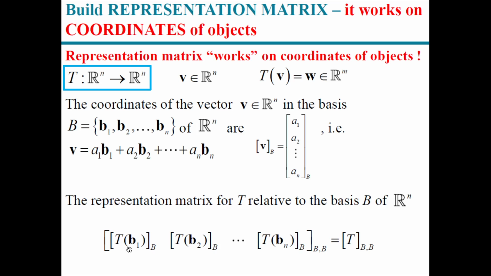So be careful. You want outputs in basis B. So when you take TB1, it's not over. This is a vector. Now you need its coordinates in basis B. I need to solve the system and then put them in the first column. You take TB2 and then find coordinates in basis B, put them in the second column, and so on. So be careful.